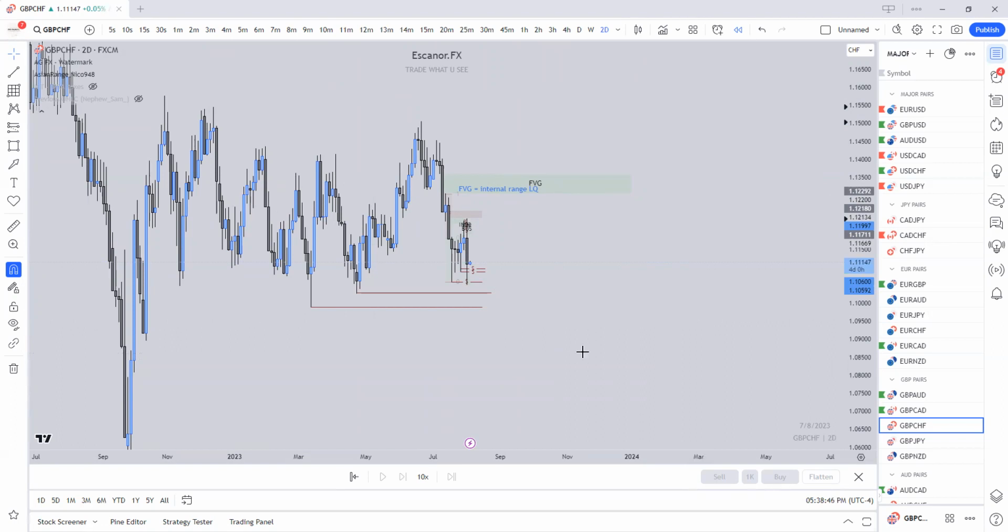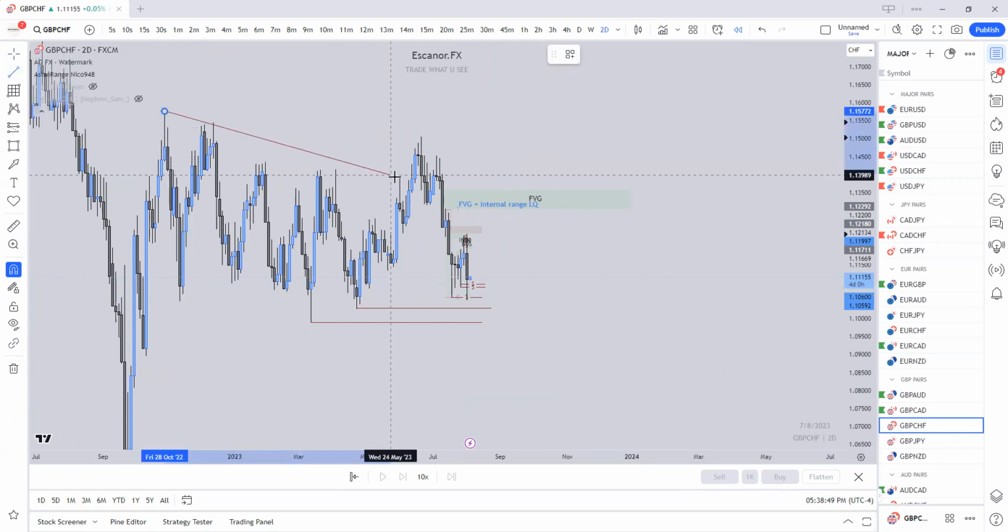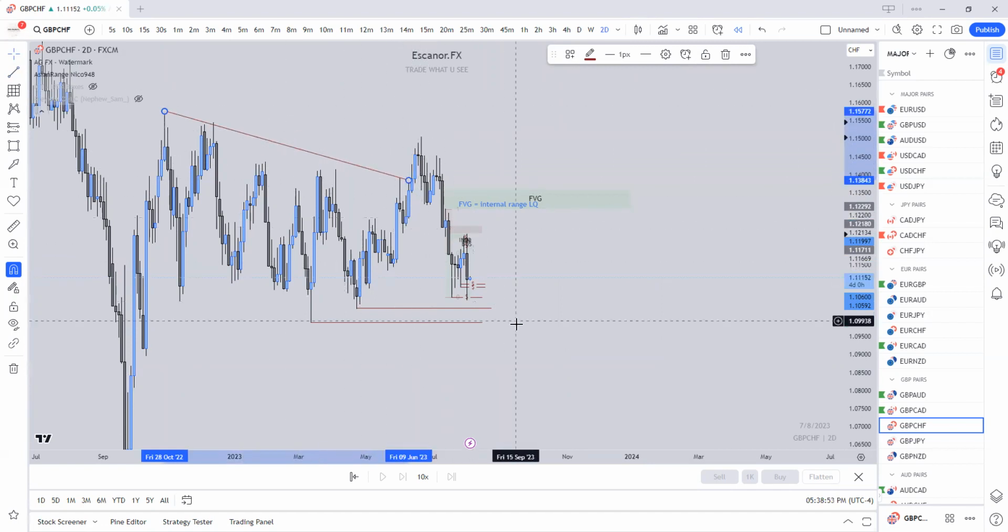Okay, so like you see here, you can see clearly a trend line, a huge trend line liquidity. Taking this huge trend line, push to the downside, take this external range, will come back to internal and take the external. So this is the idea.